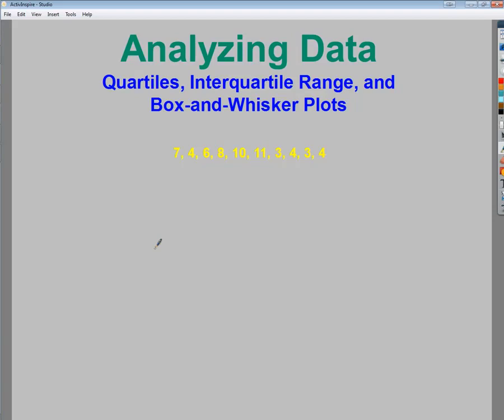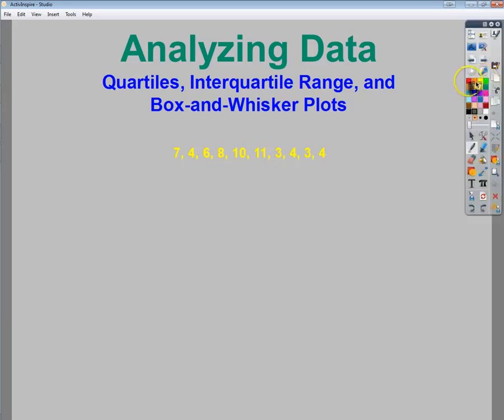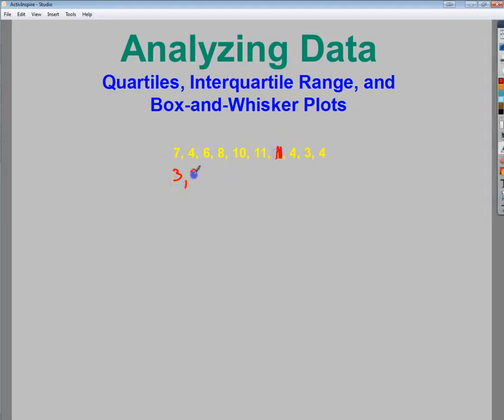The first thing that I need to do is rewrite it in such a way that I have it in numeric order, ascending preferably. 3, 4, 4, 4, 6, 7, 8, 10, and 11.